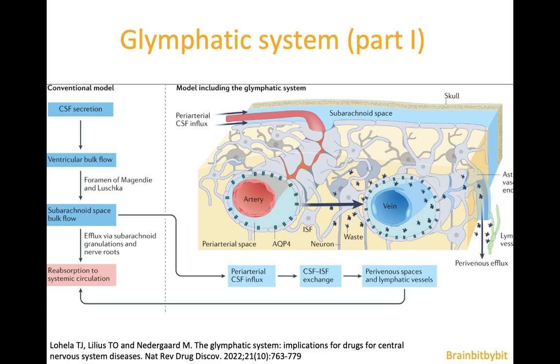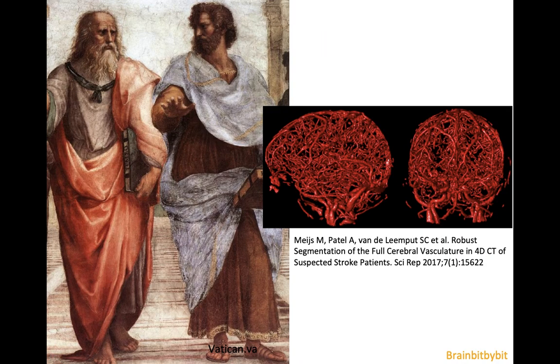Not only the glymphatics are different, but also the arteries in the brain have something special. In the human brain, we have about 600 kilometers of arteries. And in the video about stroke, I mentioned that the brain gets 20% of cardiac output.